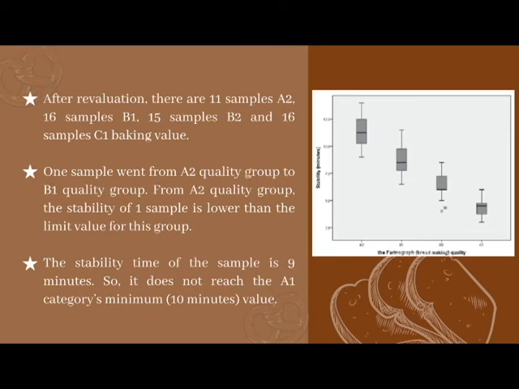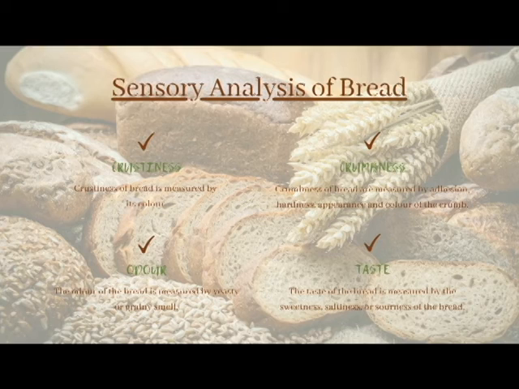One sample went from the A2 quality group to the B1 quality group. From the A2 quality group, the stability of one sample is lower than the limit value for this group. Thus, it was classified to the B1 quality group. The stability time of the sample is 9 minutes, thus it does not reach the A2 category's minimum value, which is 10 minutes.